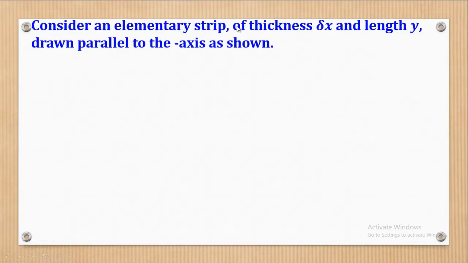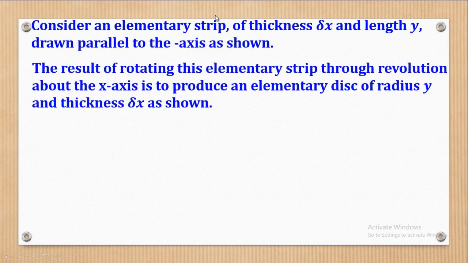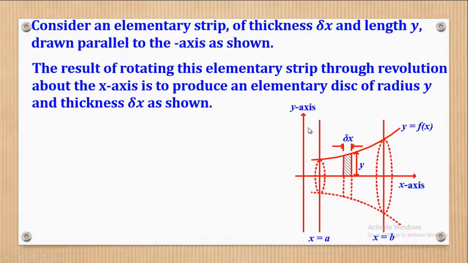So consider an elementary strip of thickness, small change in x, and length y drawn parallel to the y-axis as shown. The result of rotating this elementary strip through one revolution about the x-axis is to produce an elementary disk of radius y and thickness small change in x as shown. So this is the previous curve we had, but now we have put an elementary strip of height y and thickness small change in x.